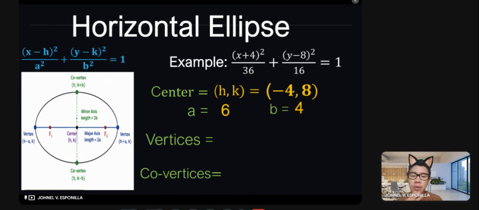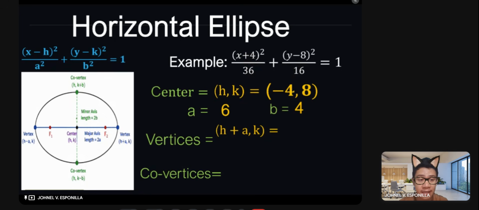Okay? So kung ang tanong dito, hahanapin natin yung major axis, so 2 times A, so that is 12. Kung kukunin natin yung minor axis, that is 2 times B, so that is 8 naman. Okay, yung haba po ng major and minor axes.